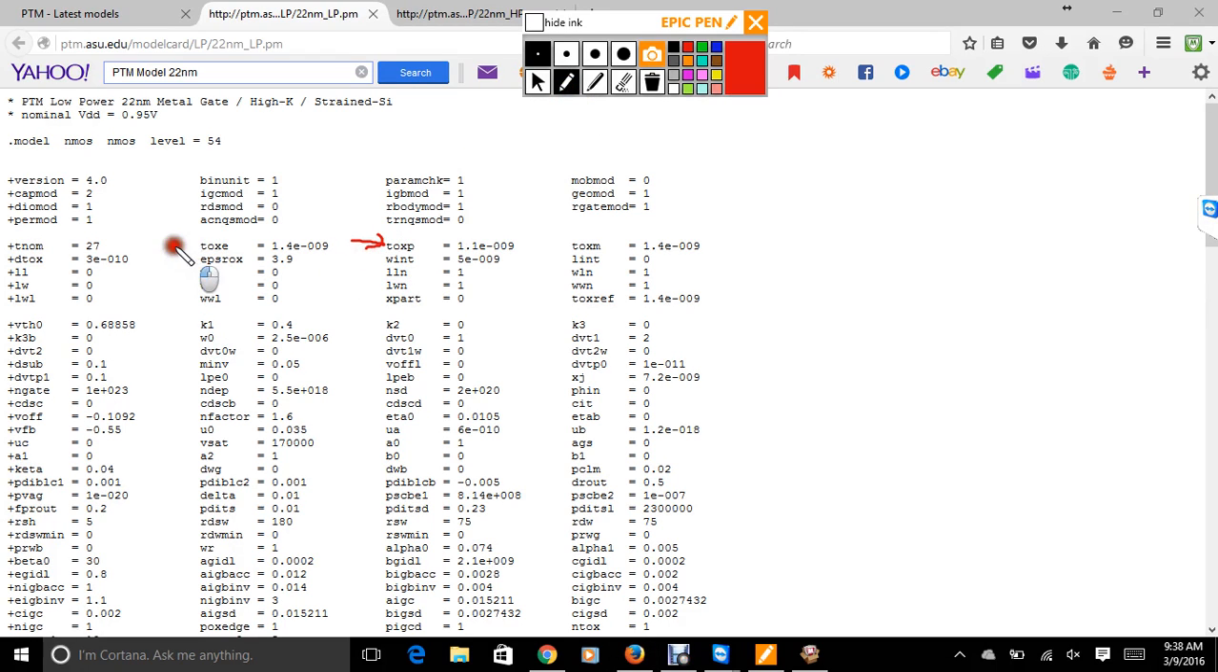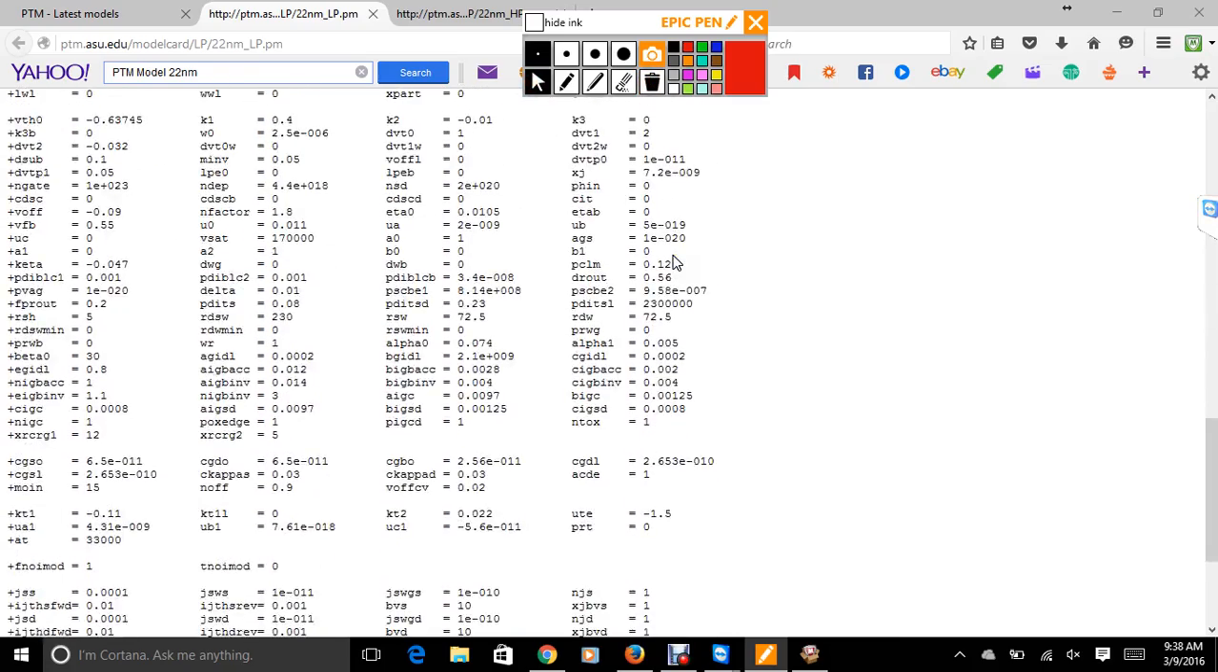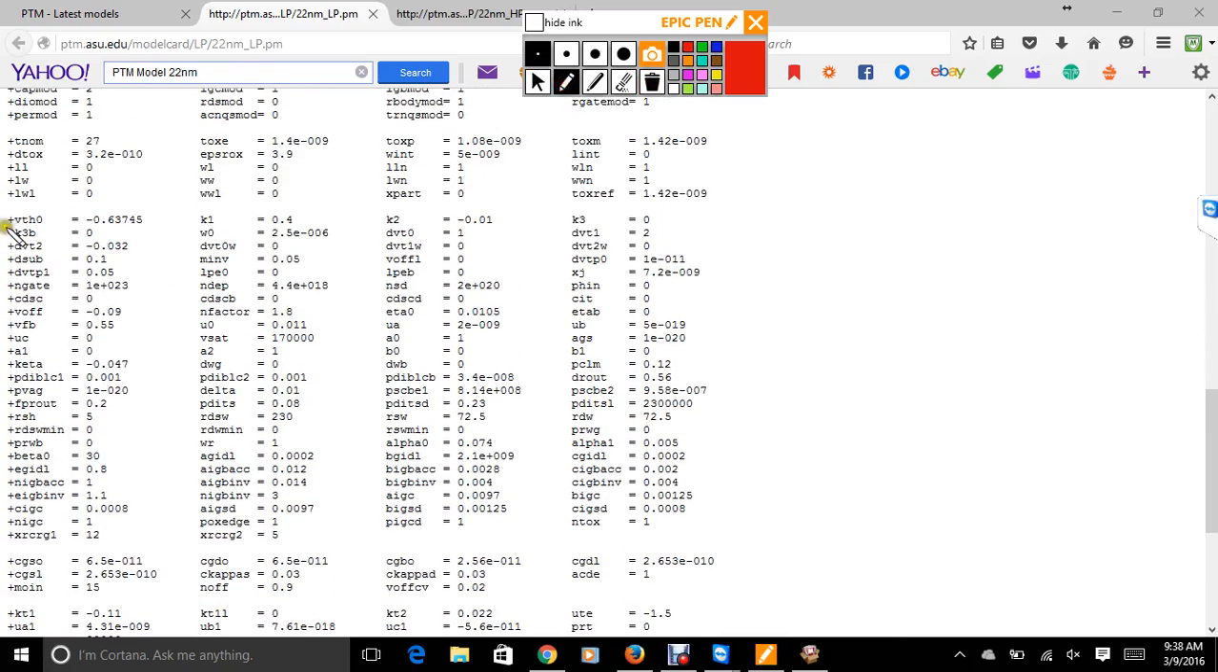TOX, TOXP, PMOS versus NMOS. So this is a model NMOS. The supply voltage is 0.95 volts. All of these apply to different quantum mechanical principles. What do you think that is? Threshold voltage. Very good.